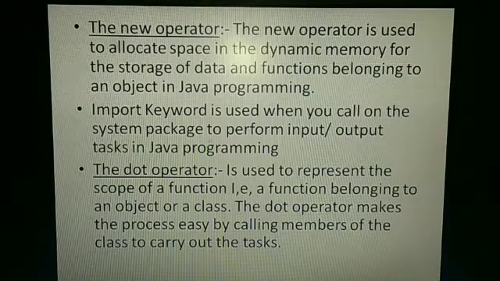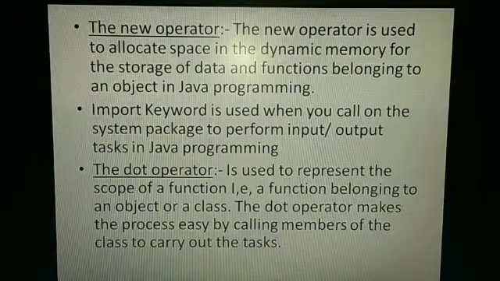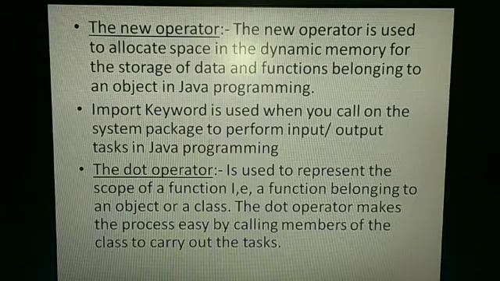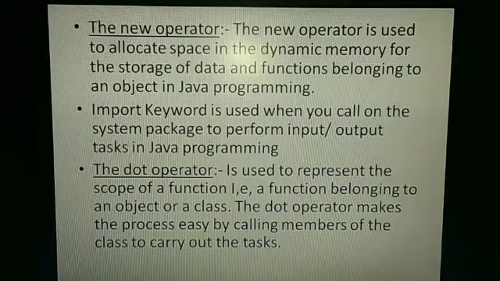Next comes the new operator, the import keyword and the dot operator. The new operator is used to allocate space in the dynamic memory for storage of data and functions belonging to an object in Java programming. You know why the new operator is used? It is used when you are creating an object of a class. So the definition of the new operator has been given.